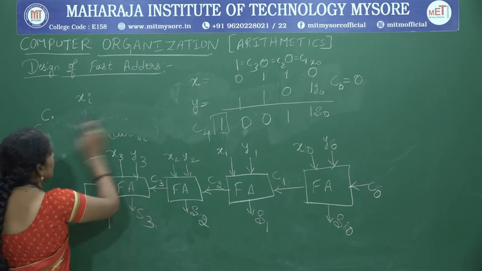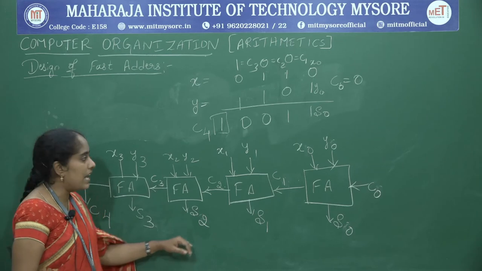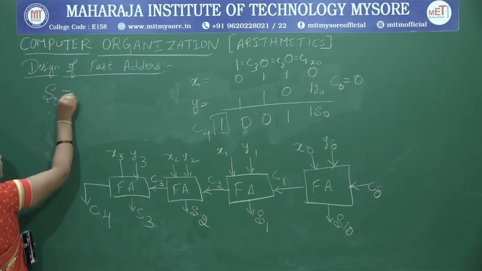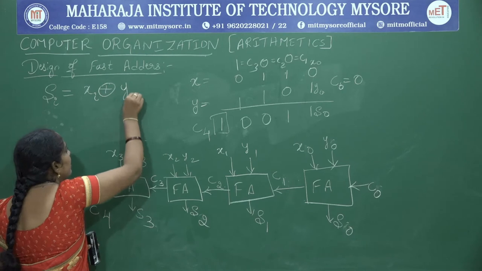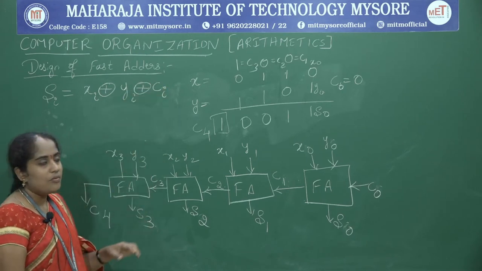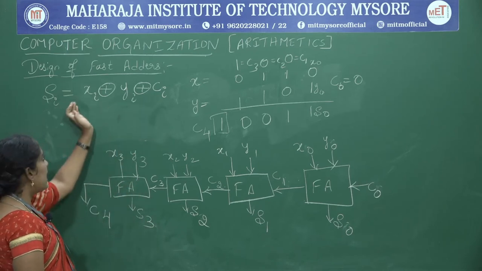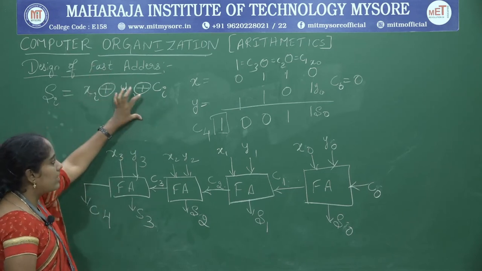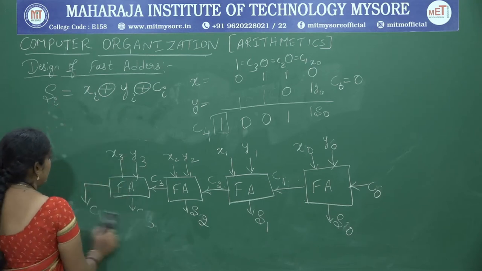So, write down the circuit diagram for this ripple carry adder. Here the sum function is xi XOR of yi and XOR of ci. This is the xi, yi and ci is the function, right? Xi XOR of yi XOR of ci. By using this you can generate the sum, okay, in the ripple carry adder.